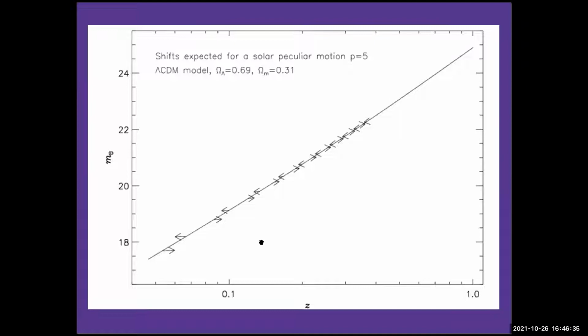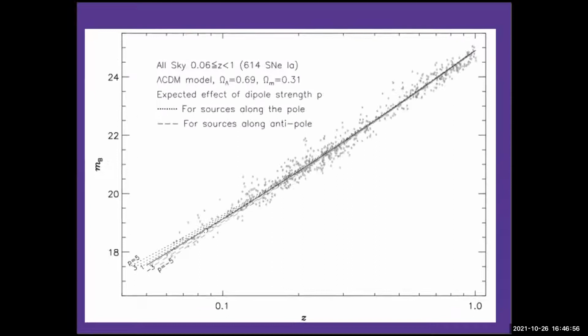So all one has to do is assume a direction, let's say the CMBR dipole direction, and then calculate the average magnitude at a given redshift for sources in one hemisphere versus the other, and compare them. This is again a diagram of the supernovae I have used in my sample. There are about 614 Type Ia supernovae, and this thick continuous line is for the lambda CDM model with these values.